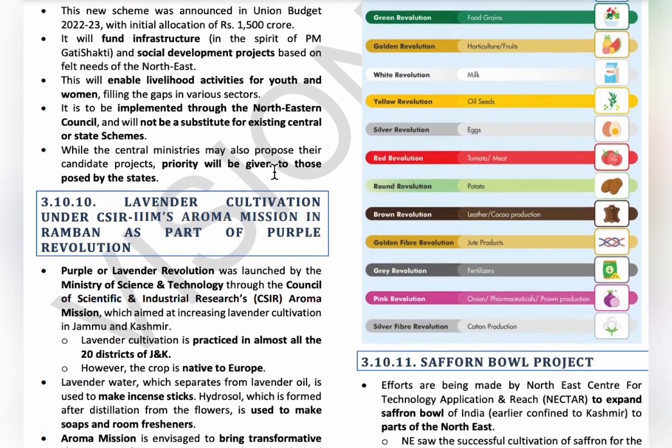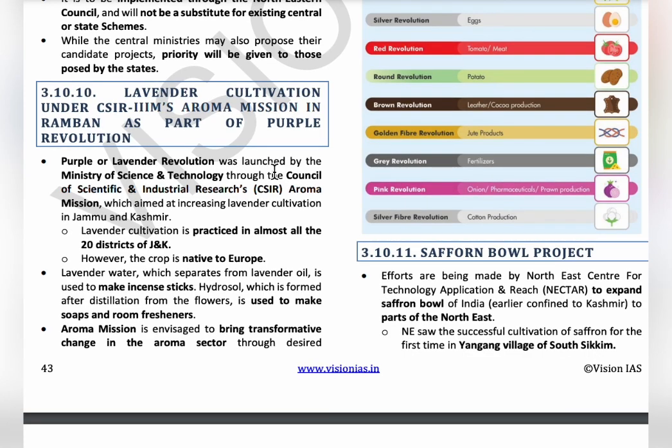The next topic is lavender cultivation under CSIR-IIIM's Aroma Mission in Ramban as part of the Purple Revolution. The Purple or Lavender Revolution is launched under the Council of Scientific and Industrial Research Aroma Mission by the Ministry of Science and Technology. Lavender is used to make oil, soaps, and room fresheners. It is a native crop of Europe, and in India it is practiced in 20 districts of Jammu and Kashmir.